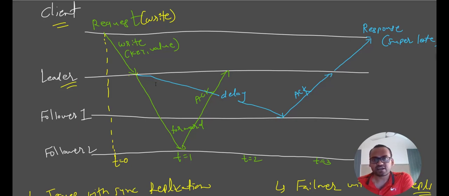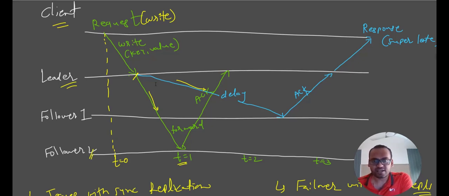Then what will the leader do? The leader will try to replicate this data onto two followers, because two followers exist in our ecosystem. At the same time, it will propagate this data to the two followers, one here and one here. Okay, forward the data. Fine. So at t equal to 1, follower 2 has received that data from the leader.